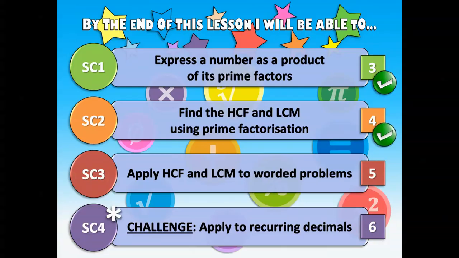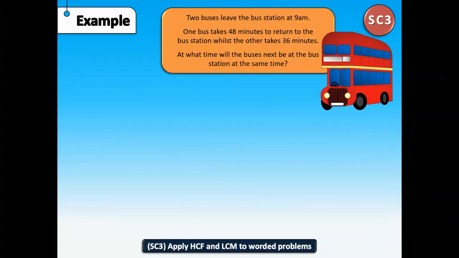And now we've completed success criteria 2. So now we're going to move on to number 3, and this is to apply HCF and LCM to worded problems. So in this question, 2 buses leave the bus station at 9 a.m. One bus takes 48 minutes to return to the bus station, whilst the other takes 36 minutes. At what time will the buses next be at the bus station at the same time?